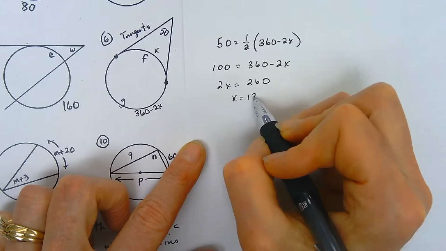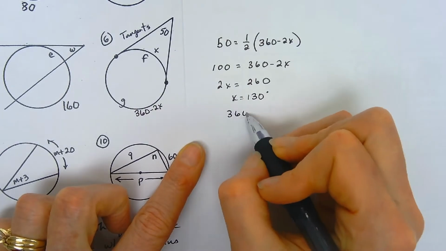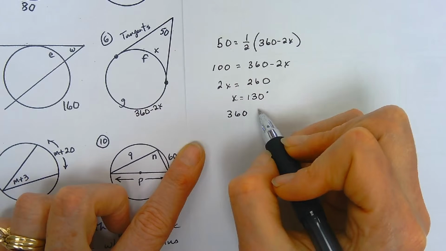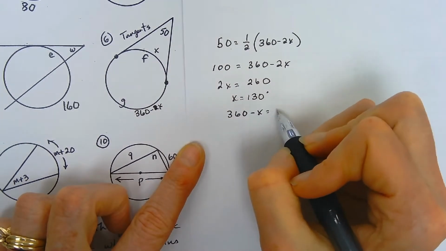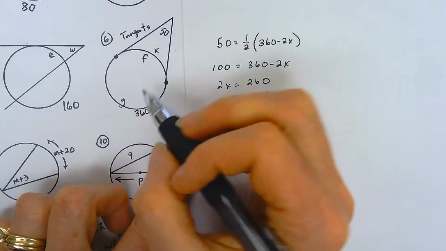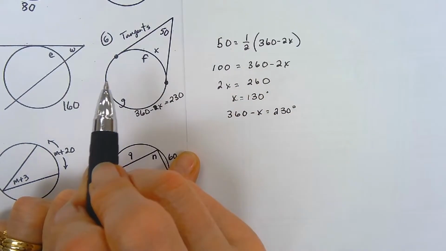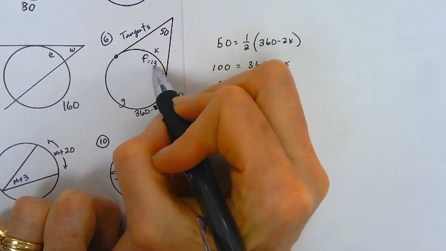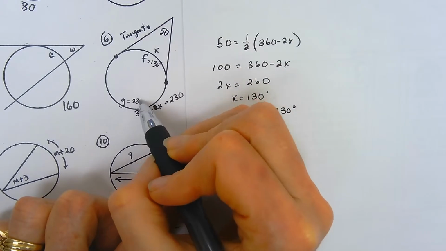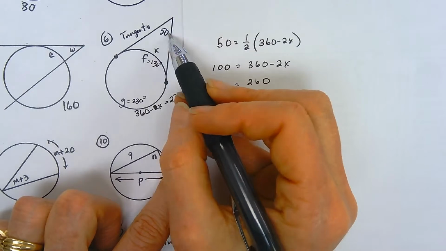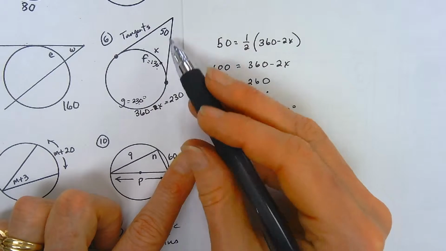So x equals 130. If x equals 130, then 360 minus x equals 230. So f is equal to 130 and g is equal to 230. And just to check, this exterior angle should be half the difference. So 230 minus 130 is 100, and half of that is 50.